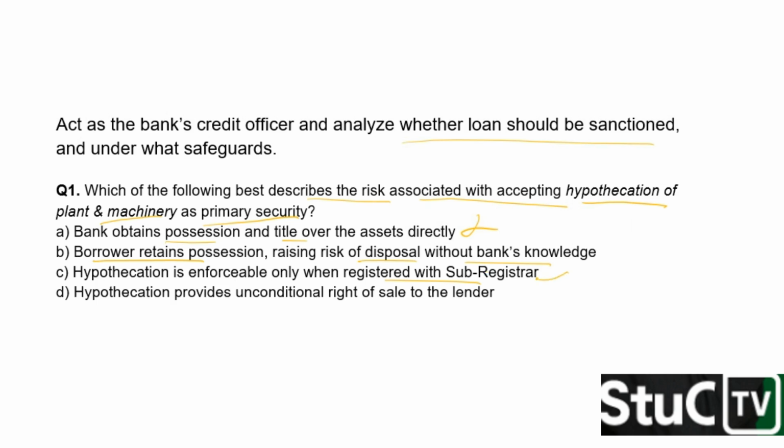So this is definitely wrong. Hypothecation provides unconditional right of sale to the lender. Unconditional right? No, it is not an unconditional right. Hypothecation only comes on default. You have to take possession of the security only. Then later you will have the right to sell it. So it is not an unconditional right. So all these options are wrong except option B.